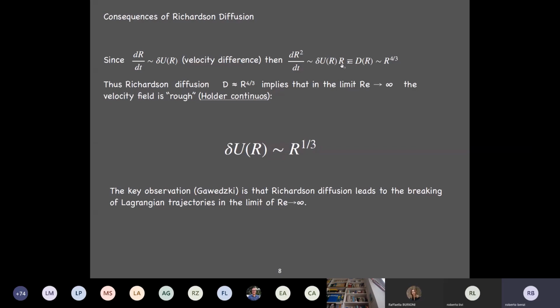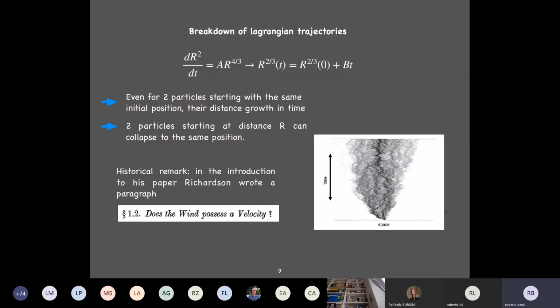Now, for this quantity to scale as r to the 4/3, what one immediately reaches is that for large Reynolds number, the velocity difference in a turbulent flow must go like r to the 1/3. And this implies that the velocity field is rough. I mean, it's not Lipschitz continuous, it's Hölder continuous. And one consequence, which was put forward only recently, is that when you have a velocity field which is rough in the sense of Richardson, then what you have, and here is the point, is the breakdown of the Lagrangian trajectories.